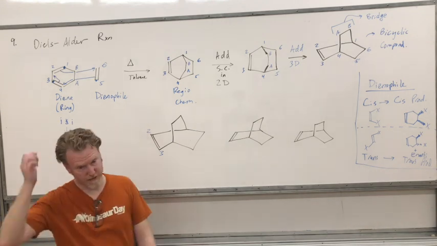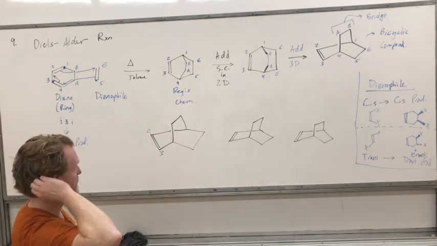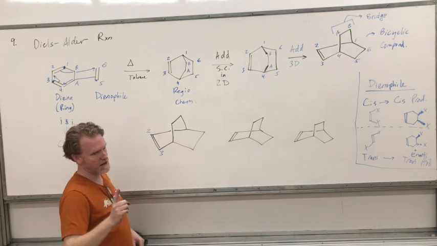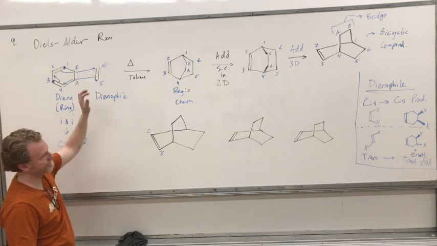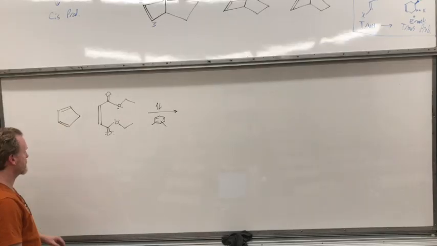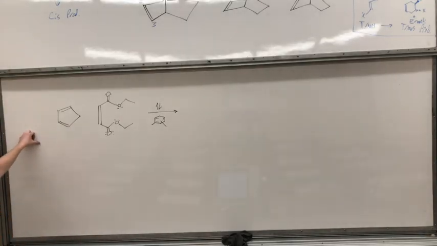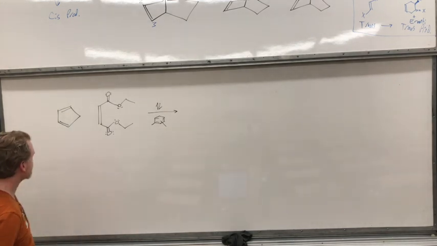Okay, so now we're going to try some other ones. Let's try one with, instead of a 2-carbon bridge, a 1-carbon bridge. And we'll add some groups to the dienophile. Okay, so we're back. I got another one here. This one's getting a little bit more complicated, but you'll see, it's totally doable.